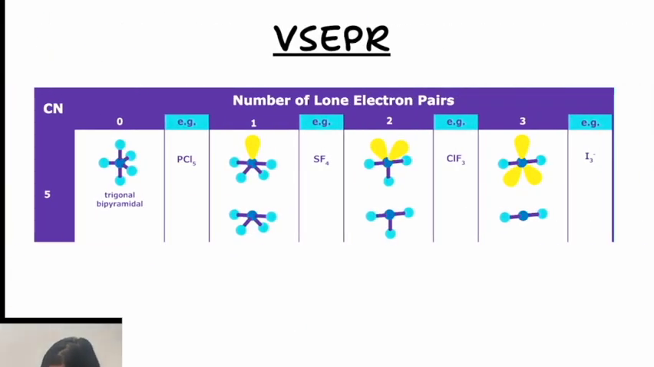Next is MX5. The center atom has 5 electron pairs, for example PCl5, phosphorus pentachloride. This is an interesting structure. With the center atom and 5 electron pairs surrounding it, 2 of the electron pairs go up and down, in one straight vertical line, and the other 3 are 120 degrees away from each other, on a horizontal plane perpendicular to this vertical line.